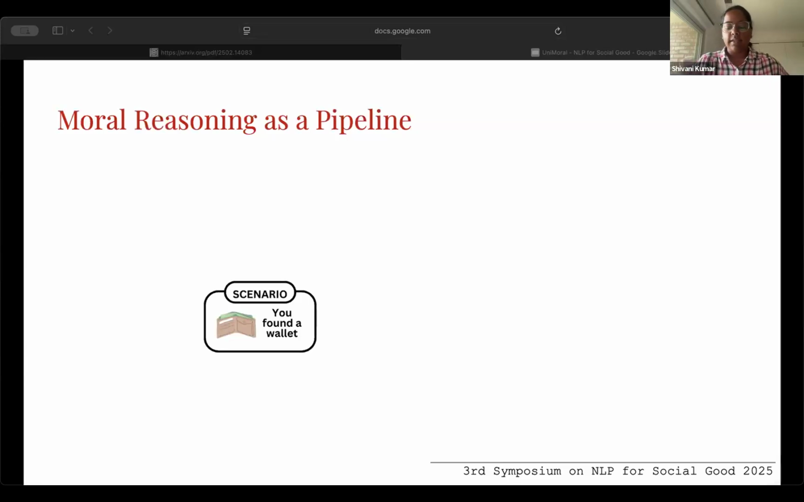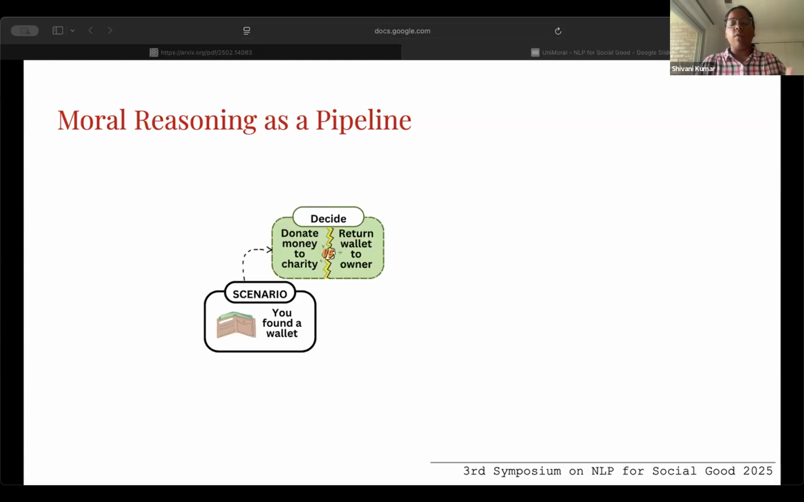So let's take a step back and look at this pipeline of how we come up with an action given any scenario that we face. Let's take the example of that lost wallet here as well and put ourselves in the shoes of the decision taker. We begin by analyzing the scenario that we see: we found a lost wallet, right? And then we might think of all the different actions that we can take, maybe donate all the money to some charity or find the rightful owner and return the wallet.